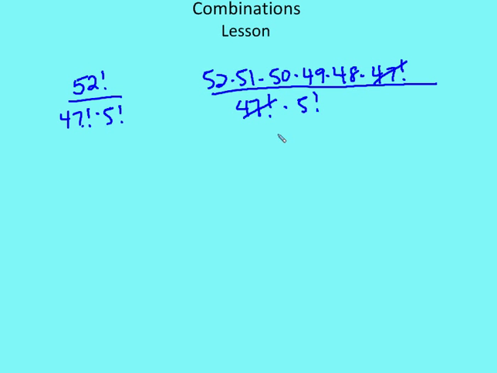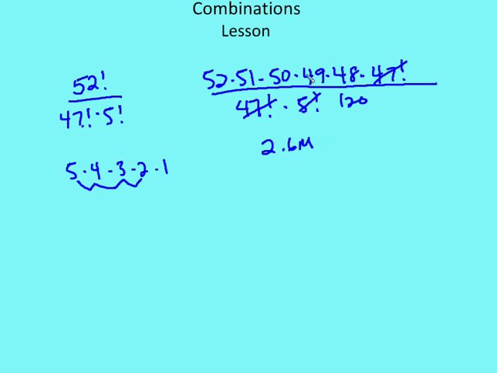And then I can evaluate 5 factorial very easily. 5 times 4 times 3 times 2 times 1 gives me 20, 60, 120. So 5 factorial becomes 120. So now all I need to do is multiply 52 times 51 times 50 times 49 times 48 divided by 120, and you should get a number that's roughly 2.6 million, a little bit less than 2.6 million.